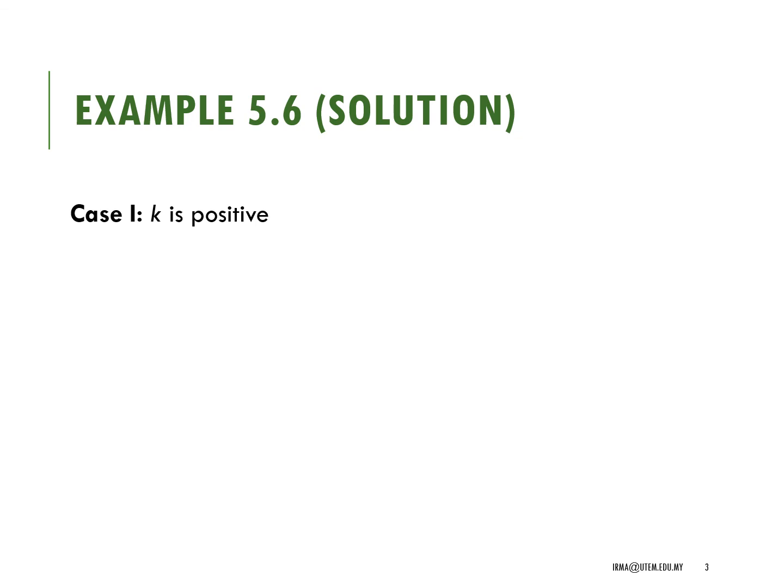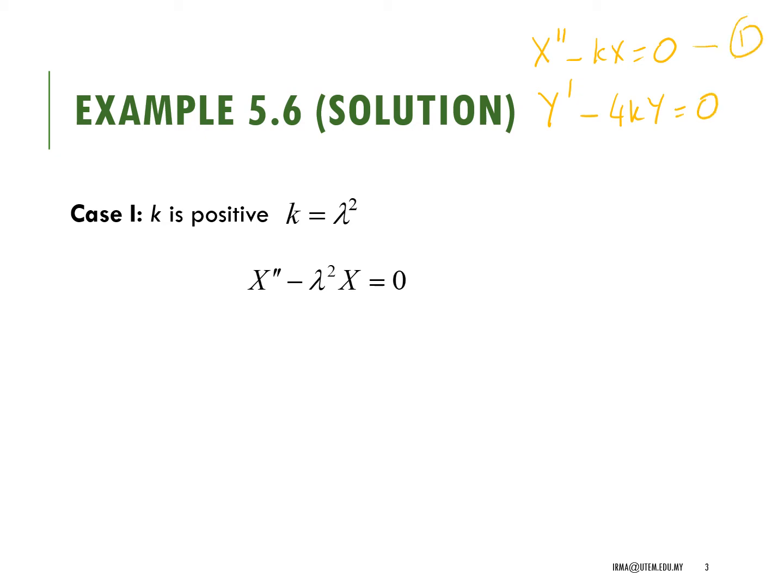All right, let's start with case 1. k positive, so we set k equal to lambda squared. The equations are X'' minus kX equal to 0, and also Y' minus 4kY equal to 0. You have two equations, so we solve for X first.